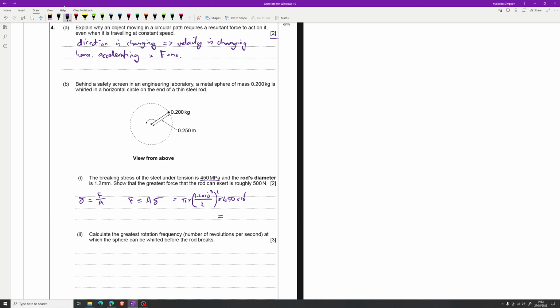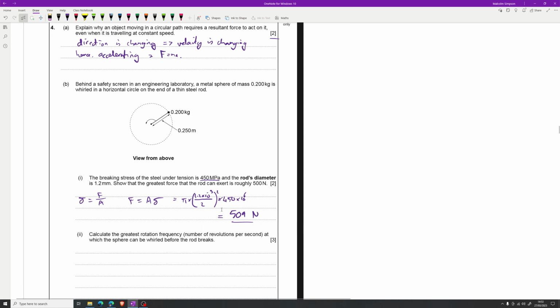So what am I doing? 1.2 times 10 to the minus 3. No, I've mucked it up. My calculator's not behaving itself. Sorry, 1.2 times 10 to the minus 3, times 450 times 10 to the 6 gives me 509. Done.